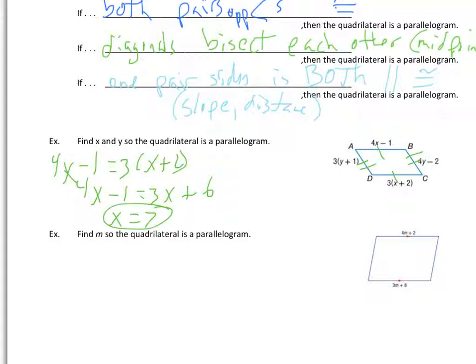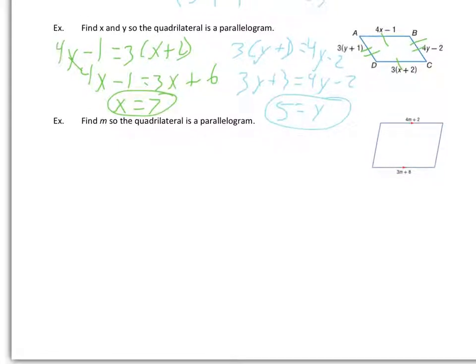And then we're going to do the same thing for y. 3 times y plus 1, set that equal to 4y minus 2. Distribute, 3y plus 3 equals 4y minus 2. Subtract 3y, add 2 to both sides, y equals 5. So, if x was 7 and y is 5, then that is a parallelogram because both pairs of opposite sides would be congruent.